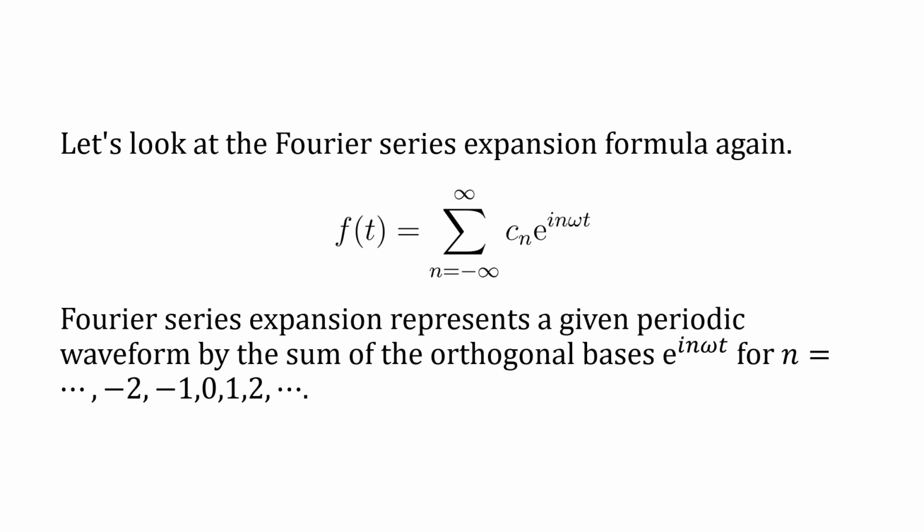Let's look at the Fourier series expansion formula again. f(t) is equal to the sum of Cn multiplied by e^(inωt), as n goes from negative infinity to infinity. Fourier series expansion represents a given periodic waveform by the sum of the orthogonal bases, e^(inωt), for negative, zero, and positive integers.